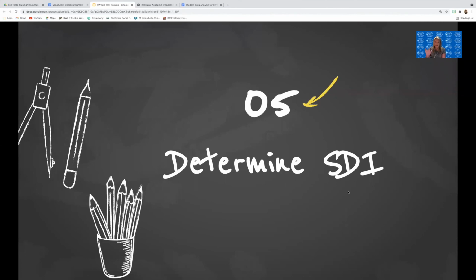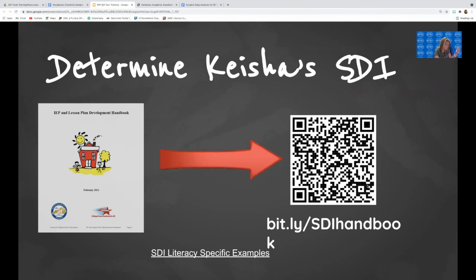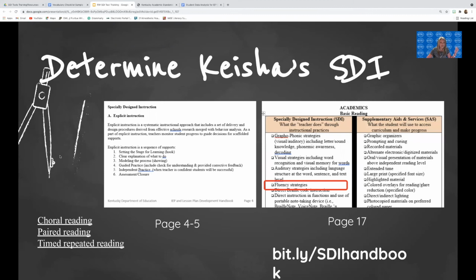Now that we have her goal, step 5 is determine the SDI. How are we going to get her to reading fluently? You get these from your IEP guidance document. So we're focusing on fluency with Keisha. Again, these are pages from our schoolhouse document. It has the explicit instruction definition, and then under the basic reading skills, we have the fluency strategies. Over here are some examples of strategies that you can utilize to help increase fluency.